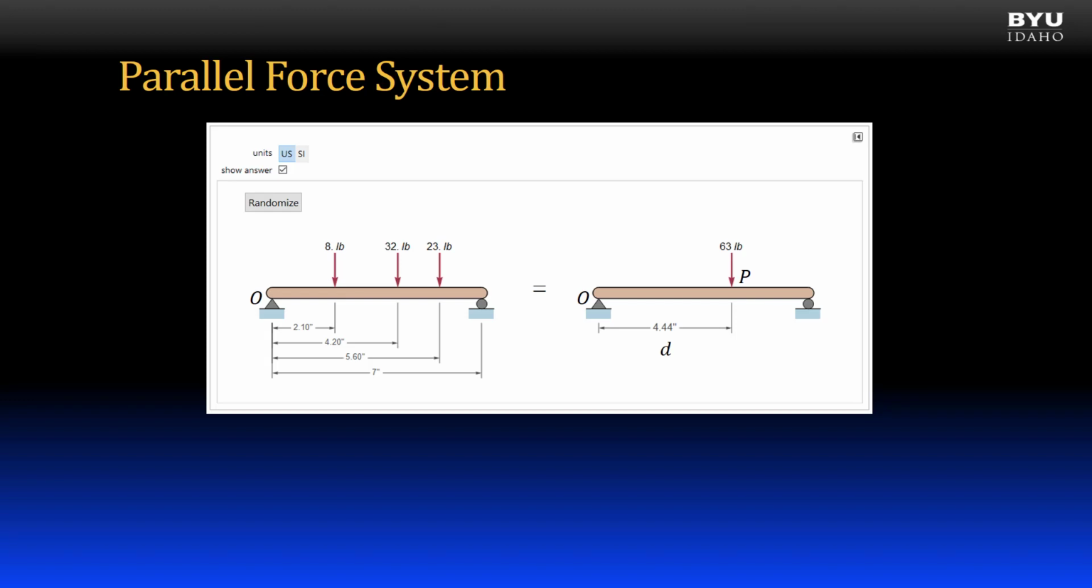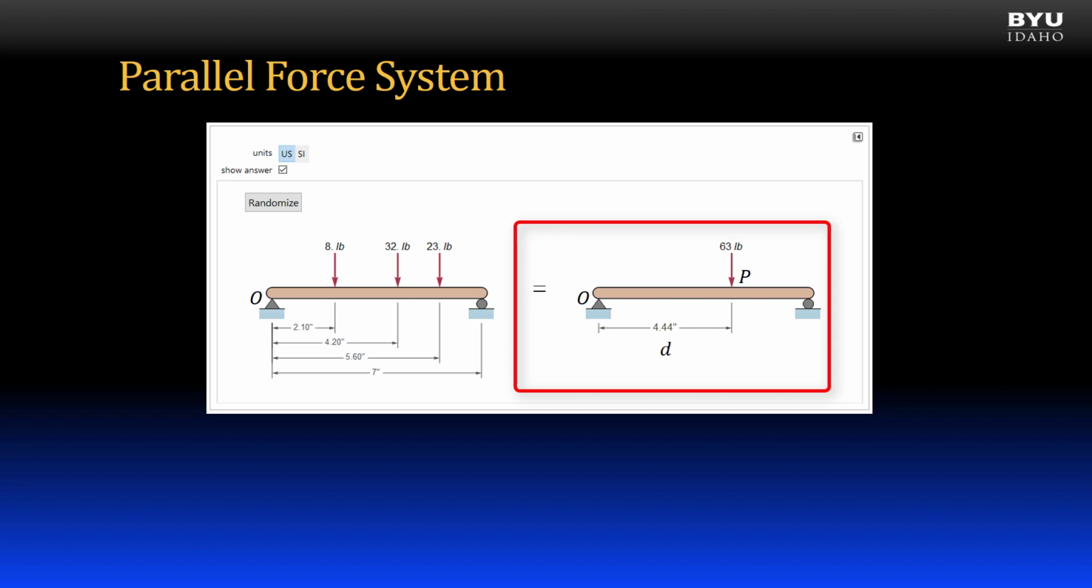Now let's consider a parallel system of forces. In a parallel force system, the lines of action of all forces are parallel. The system can be reduced to a single resultant force, also parallel to the other forces, and acting at a distance from a specified point. For example, the member on the left is subjected to 3 parallel forces, with known distances from point O. The member on the right is an equivalent system, consisting of a single resultant force acting at point P, which is a certain distance d from point O.